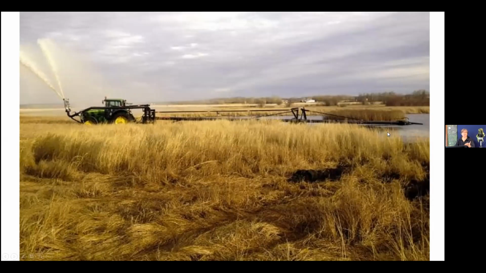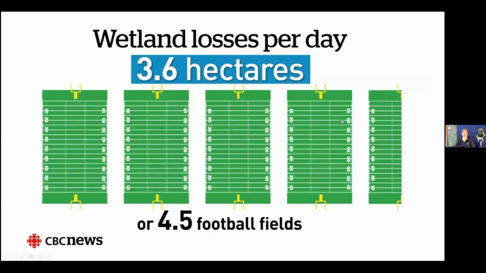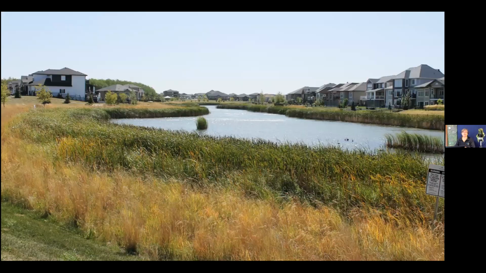And here's another little fact about Manitoba that I found. I couldn't find it for Ontario, but I did find it for Manitoba. There are wetland losses of 3.6 hectares a day, and that's equal to 4.5 Canadian football fields, from CBC News. So imagine that type of wetland loss. In this part of Ontario where I am, we've lost over 85% of our wetlands. That's a lot of wetlands to lose.